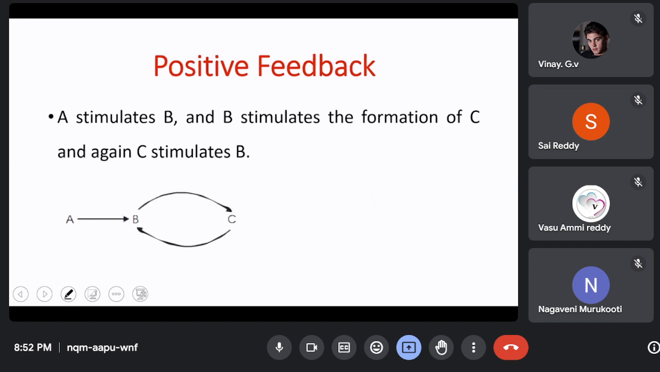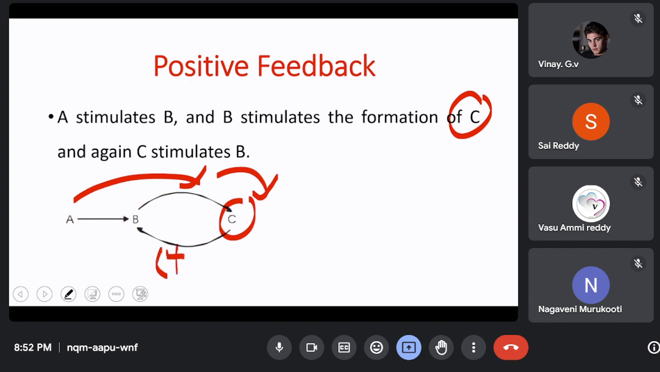Opposite to this, there is a positive feedback mechanism. Here, A stimulates B, and B stimulates formation of C, that means a hormone. And this hormone now, instead of a negative impact, is having a positive impact, so that B is stimulated again to secrete more and more quantities of this hormone.